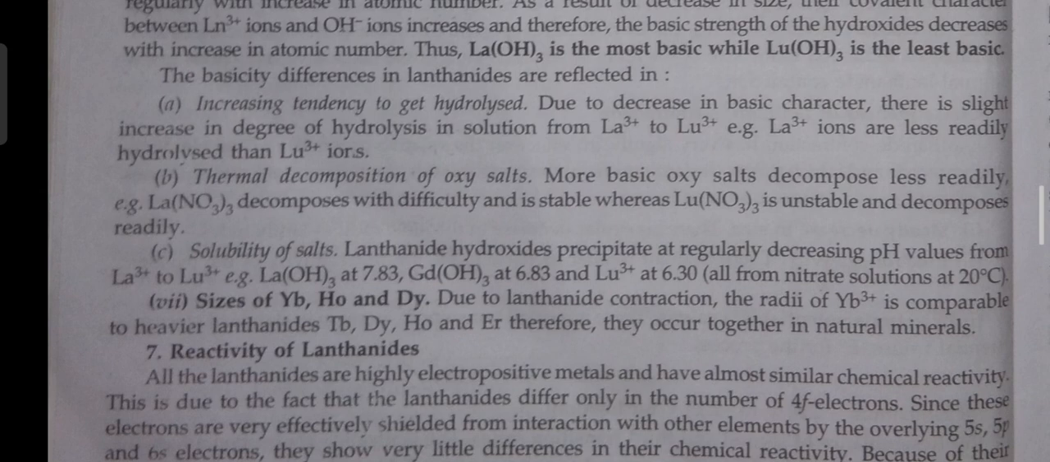C. Solubility of salts. Lanthanide hydroxides precipitate at regularly decreasing pH values from La3+ to Lu3+. For example, La(OH)3 at 7.83, Gd(OH)3 at 6.83, and Lu(OH)3 at 6.30, all from nitrate solution at 20 degrees Celsius. Seventh, size of Yb, Ho and Dy. Due to lanthanide contraction, the radius of Yb3+ is comparable to the heavy lanthanides Tb, Dy, Ho and Er. Therefore, they occur together in natural minerals.